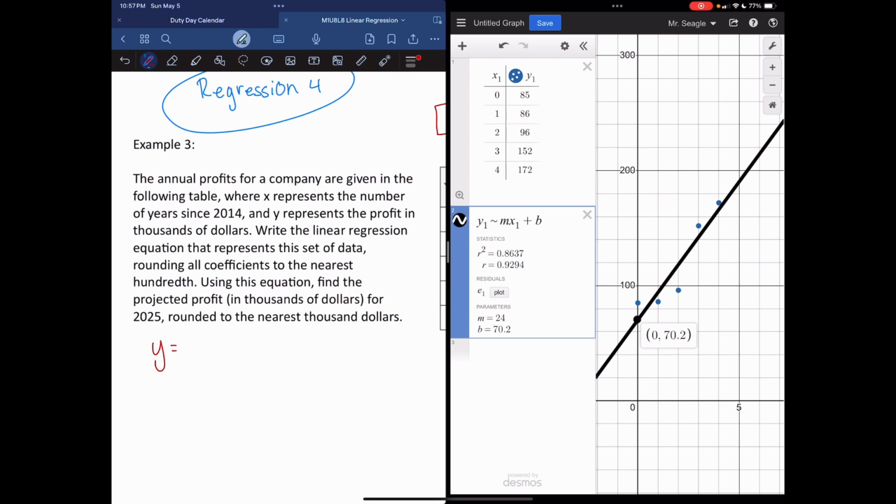I want you to actually write the equation now. So my slope, we already said, was 24. Then we have x plus 70.2. All right. So we thankfully don't have to round anything because the nearest hundredth, we already are at whole numbers and tenths. Okay, so we don't have to round any more than that. Using this equation, find the projected profit in thousands of dollars for 2025.